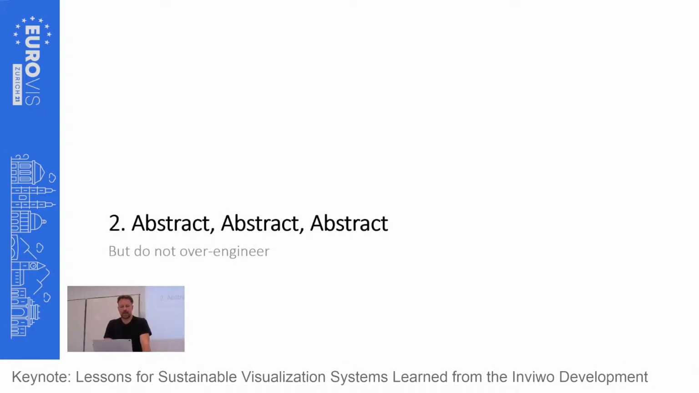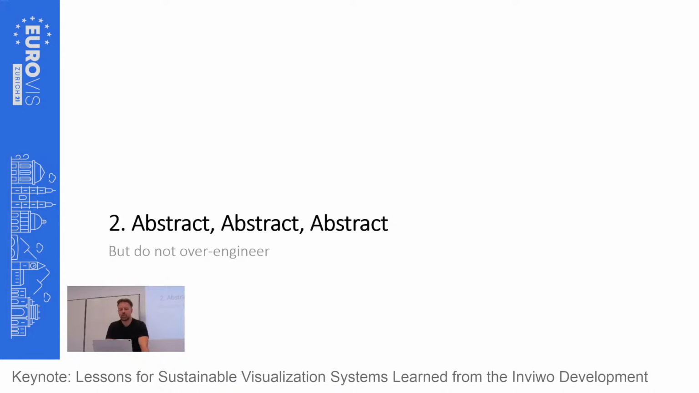The second lesson I would like to talk about is more on the technical side, and it's called abstract, abstract, abstract. During the Inviwo development, we have identified several technical challenges we had to face, and some of them we have dealt with by abstracting and others not. When you abstract everything, of course, then you might come to a point where you actually over-engineer your system. And this is, of course, a problem. Your code gets complex and so on.